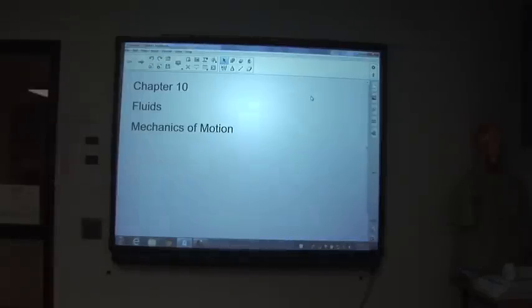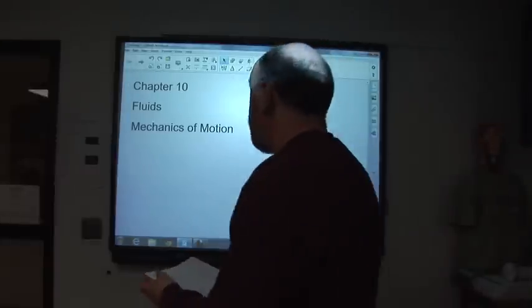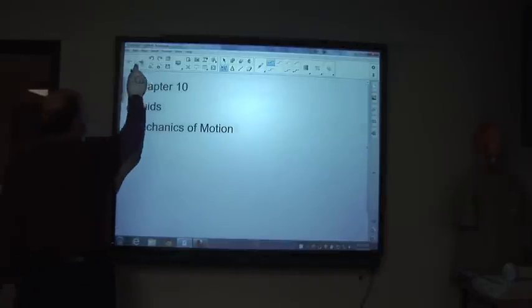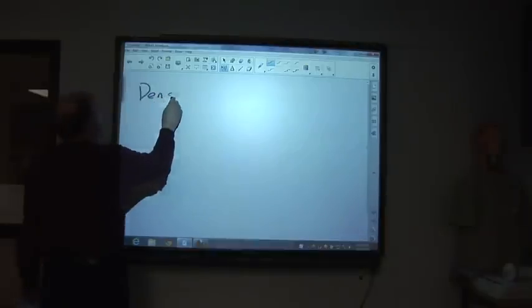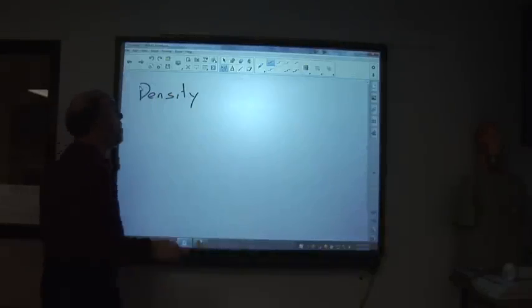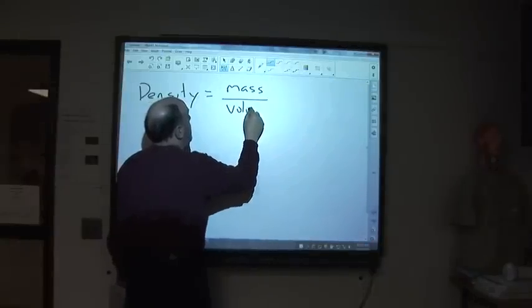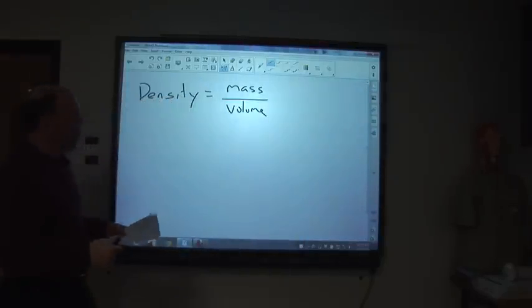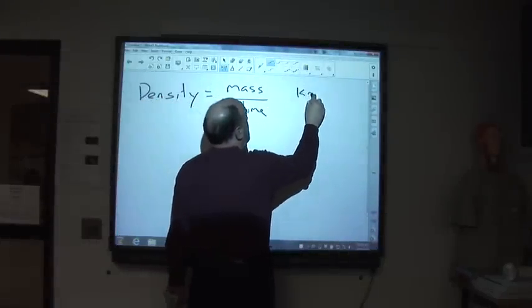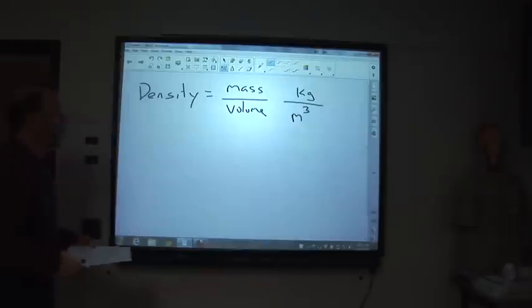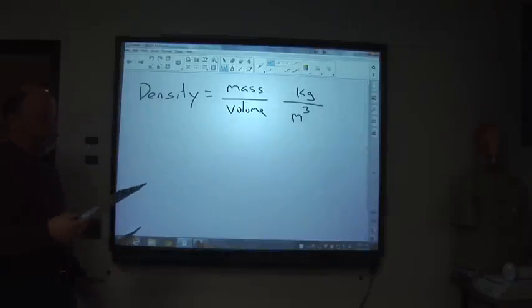Alright, so this next lecture is on Chapter 10, which deals with fluids, in this case both liquids and gases. The first thing is density. Density is the amount of mass per unit volume. Here the units of mass are kilograms and the units of volume are cubic meters, so density will be in kilograms per cubic meter.